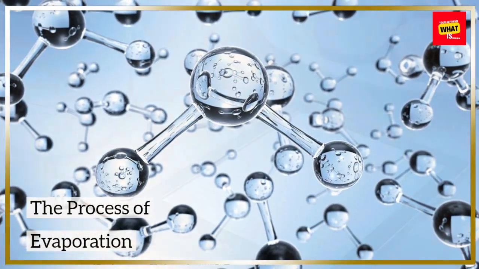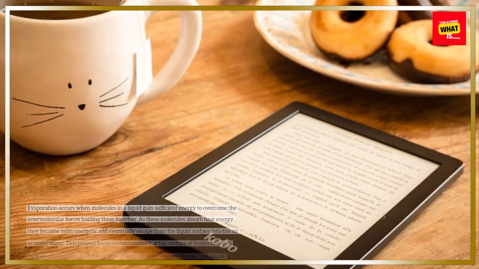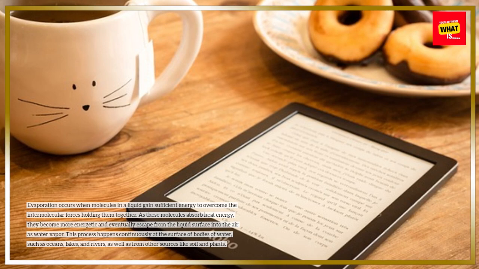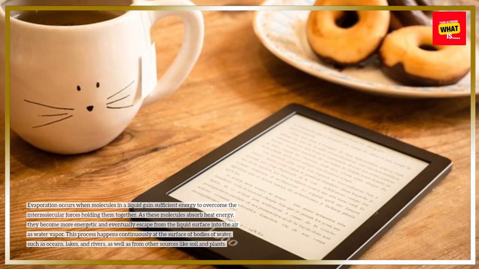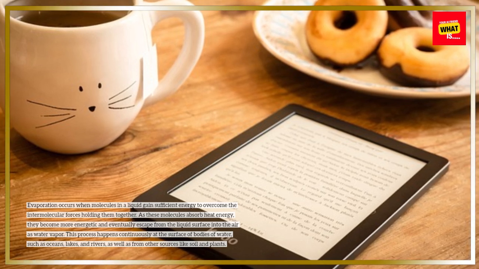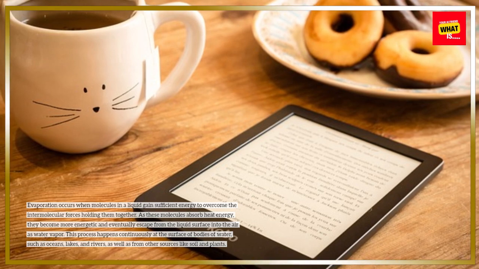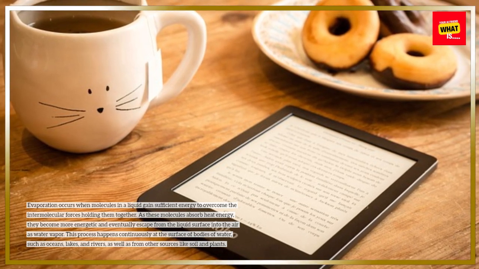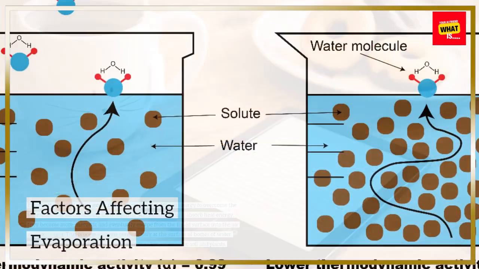The process of evaporation. Evaporation occurs when molecules in a liquid gain sufficient energy to overcome the intermolecular forces holding them together. As these molecules absorb heat energy, they become more energetic and eventually escape from the liquid surface into the air as water vapor. This process happens continuously at the surface of bodies of water, such as oceans, lakes, and rivers, as well as from other sources like soil and plants.